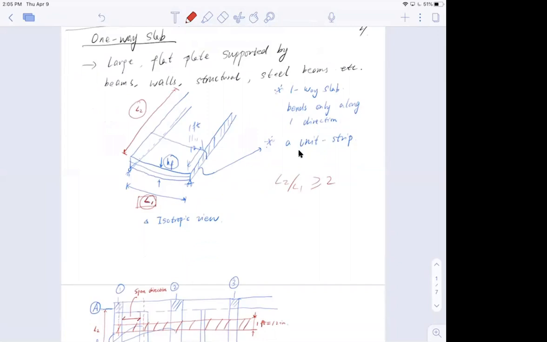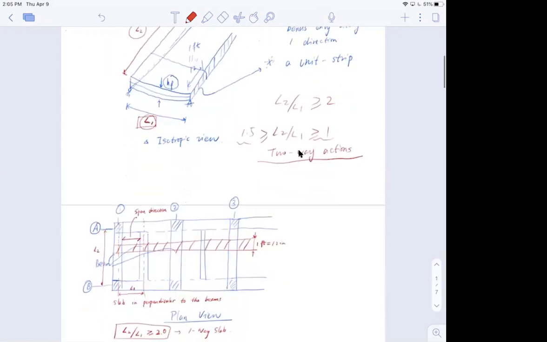And I forgot to mention that some of you might be asking, do we have a situation where we have two-way action? Yes, we do. For two-way action, usually we're talking about L2 over L1 roughly between 1 and 1.5. These are typical two-way actions, and they are a little bit complicated, not particularly in the flexure part, but in the shear part. So I'm going to talk quickly about it.